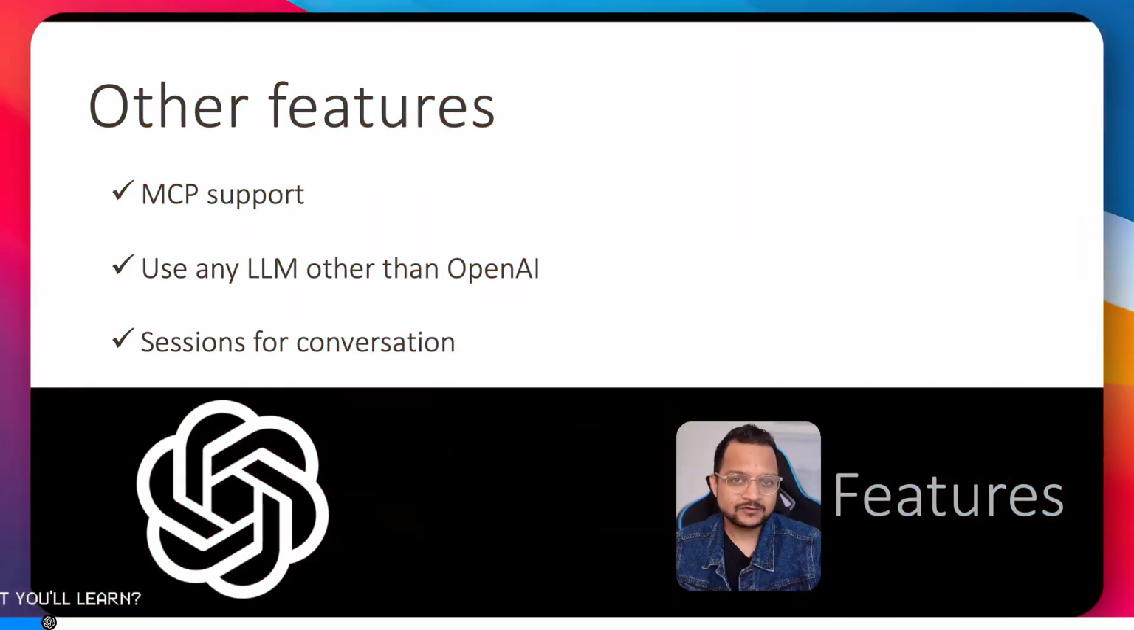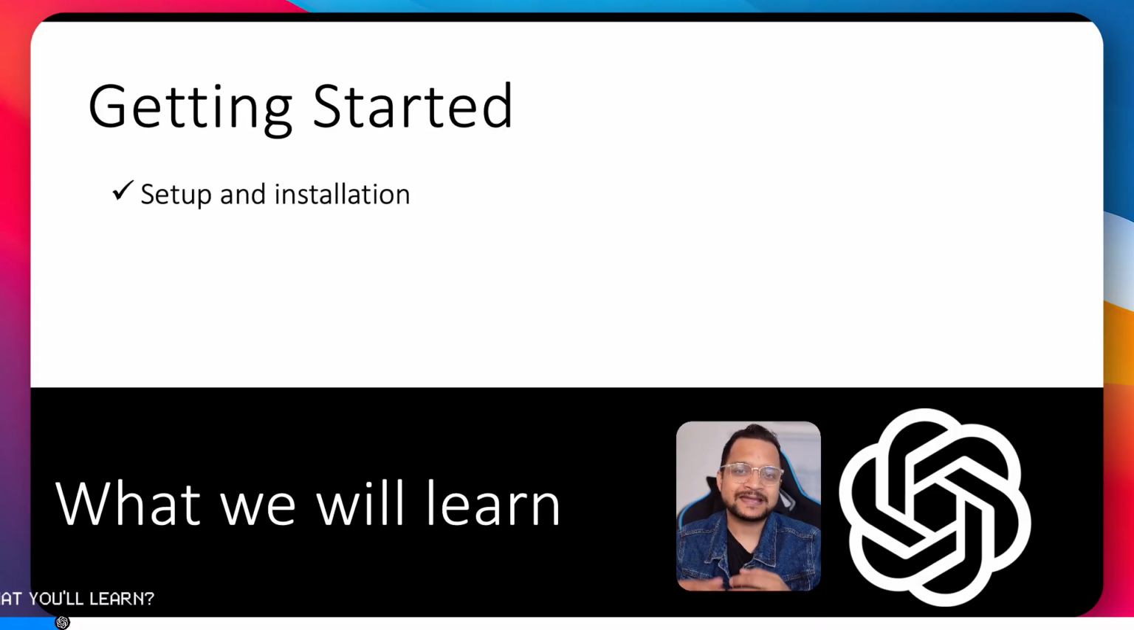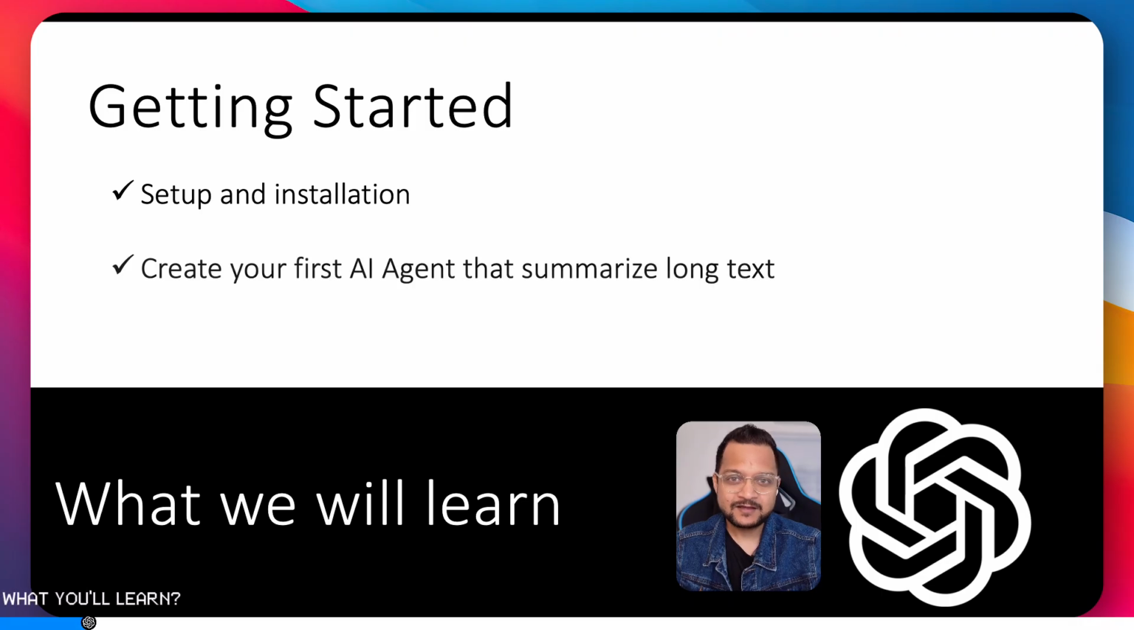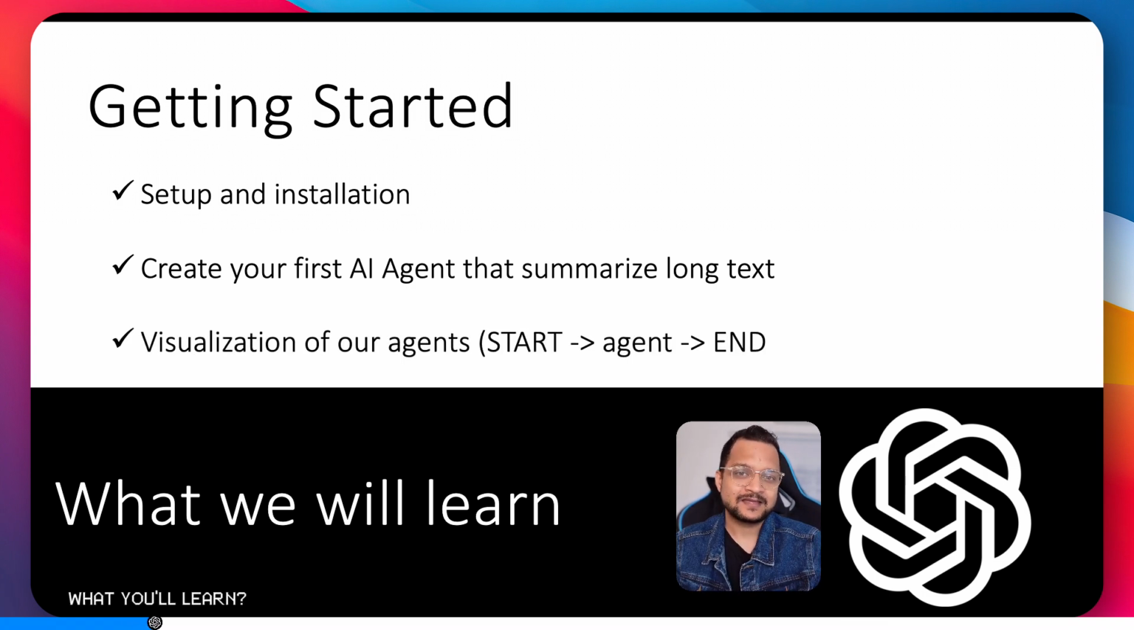Now, since we know how powerful the OpenAI Agents SDK is, it's important to understand what we will learn in this course. First of all, we will go through the getting started part, which means setting up our OpenAI Agents SDK. We will create our first ever agent, to summarize long text. This is very simple but gives you an idea of how to get started with an agent. Then we will create the visualization for our agent and see how things flow from start till end.